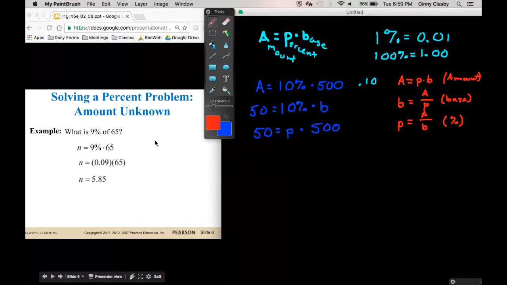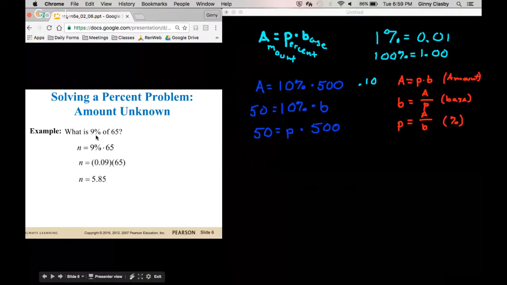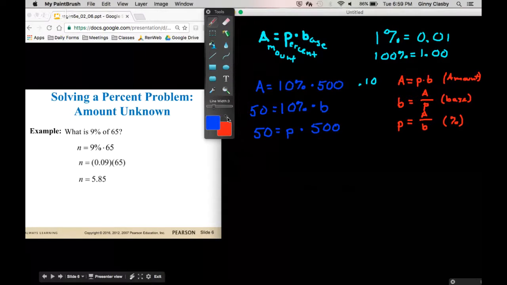If you have, what is 9% of 65? All right, even though the answer is right here on the left, the reason why I'm going to walk through this is because I don't want you guys to make some mistakes that I foresee you making.